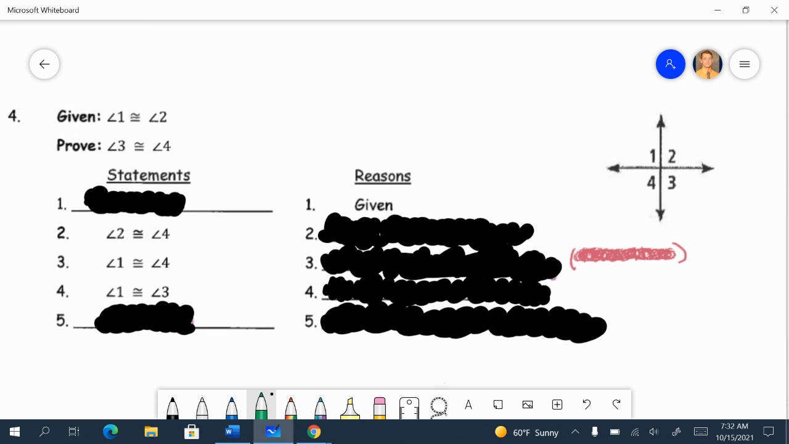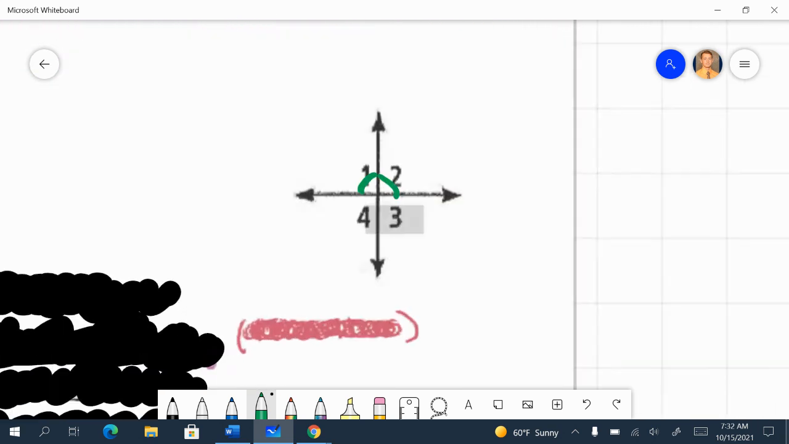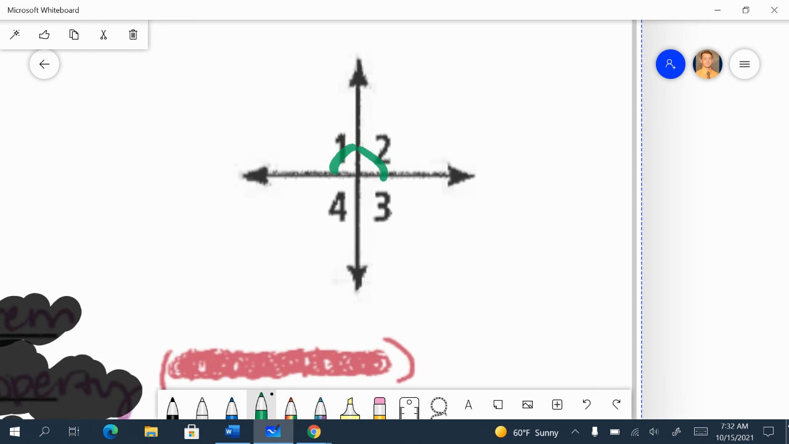Last one. So number 4, we say angle 1 is congruent to angle 2 to start. That's our given. And I can even put that in there. That's like 3 points that I gave you right there. That's part of the given. Okay, so if 1 is congruent to 2 and we're trying to get to the point where 3 is congruent to 4, how could we do that? Just by looking at the picture, we want to show that 3 is congruent to 4.